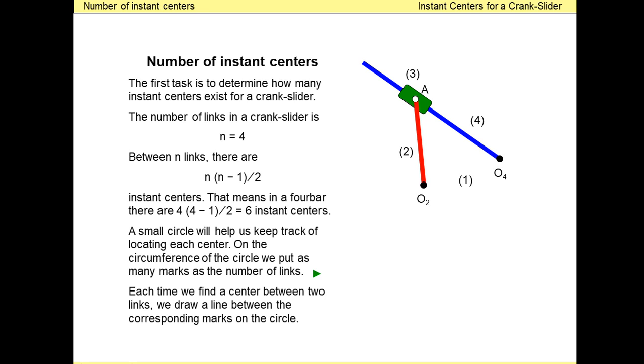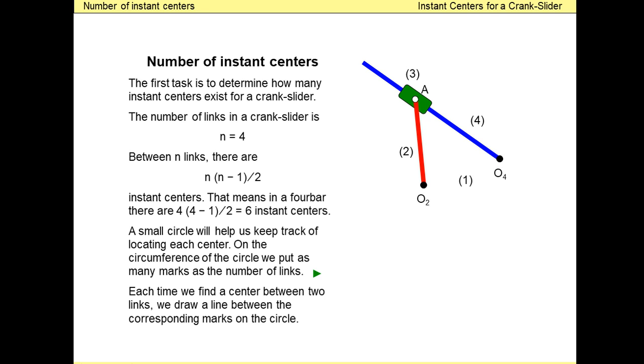First, consider O2 to O4, which is assumed to be the fixed link, known as link 1, and the red color one, O2 to A, represents link 2, and the slider in the green color represents link 3, and the other link in the blue color represents link 4. So in total we have 4 links. The number of instantaneous centers is determined by using the formula n into n minus 1 by 2. So n is 4, so we will have 6 instantaneous centers.